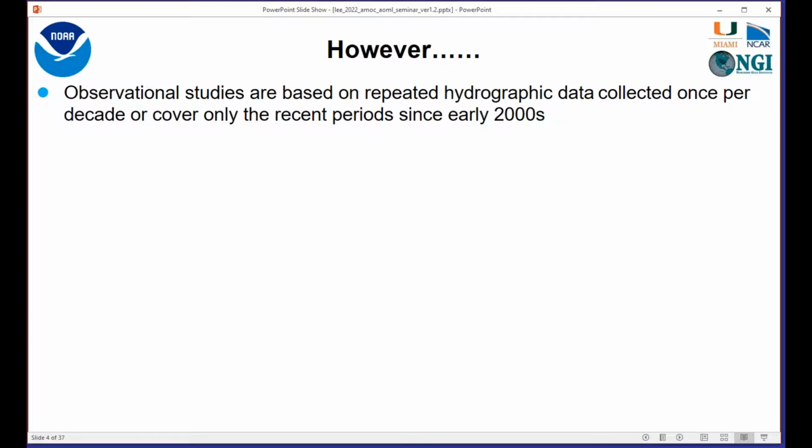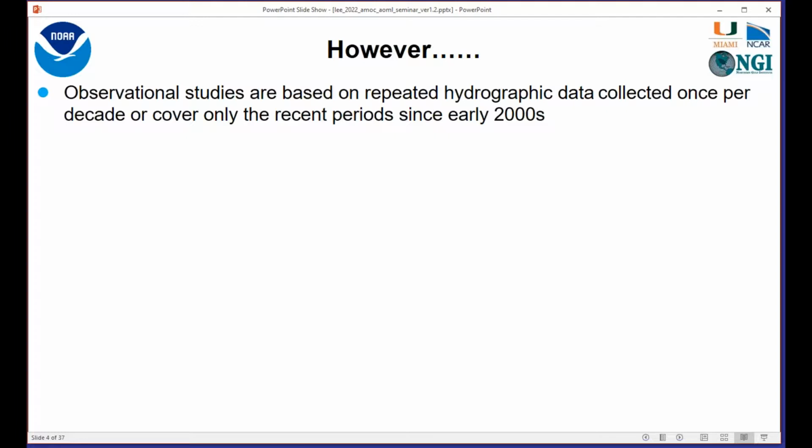However, there are some issues here that we need to talk about. First of all, these observational studies are based on repeated hydrography data, the GO-SHIP and World Ocean Circulation Experiment data. They are more or less measured once per 10 years or so. And other mooring data, such as RAPID MOC, OSNAP, or SAMBA arrays, the measurements started only in a recent period.